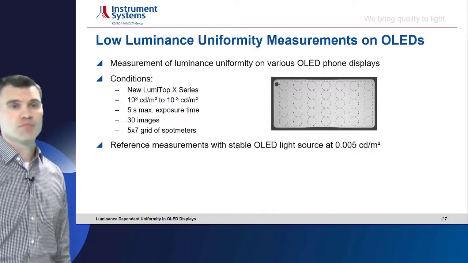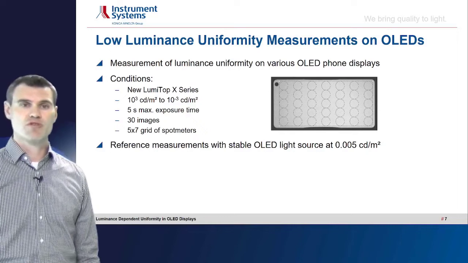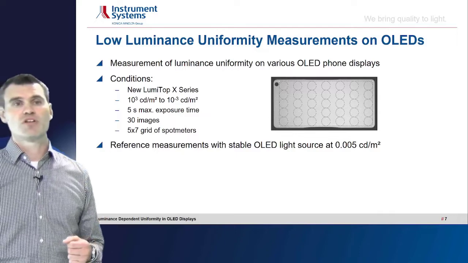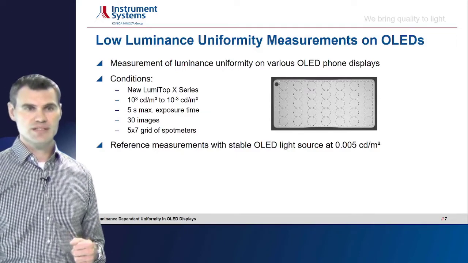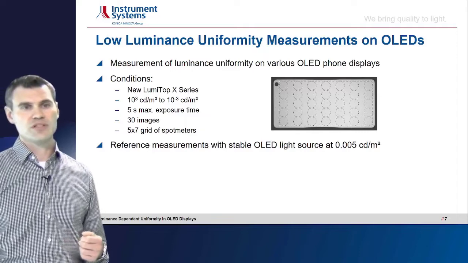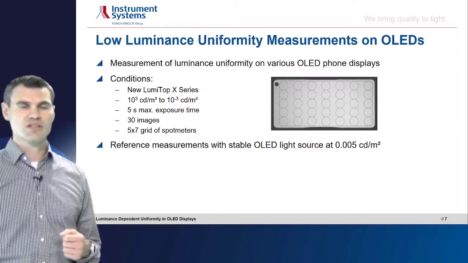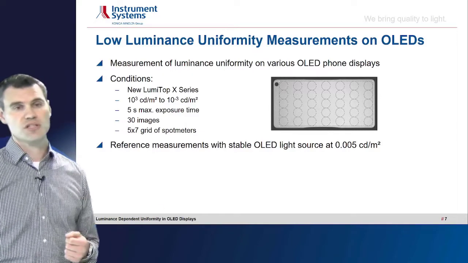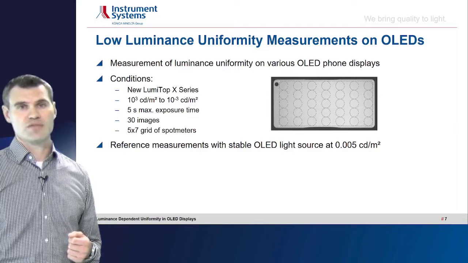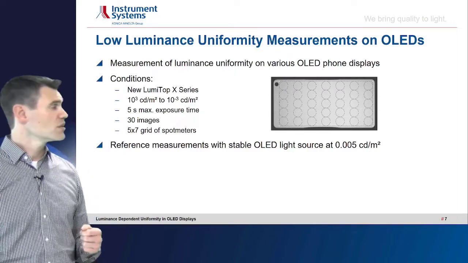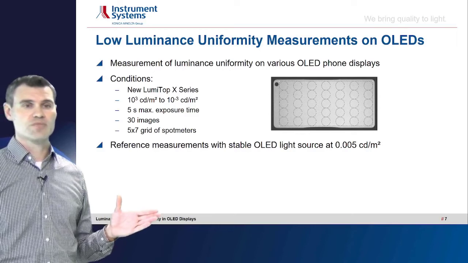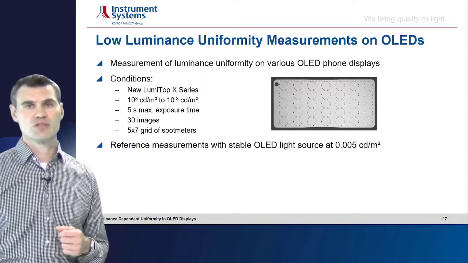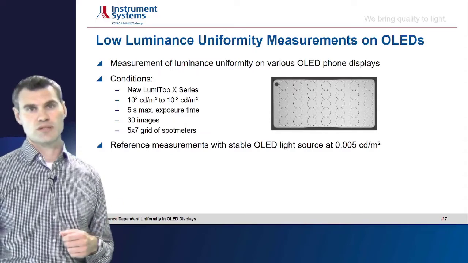Let's have a look at some low luminance measurements which we performed on different OLEDs. The measurements were performed with one of our newest LumiTop X series devices in the range of 10^3 down to 10^-3 candela per square meter. The maximum exposure time was 5 seconds, and there were 30 images acquired, each with a 5x7 grid of spot meters. Additionally, we also did some reference measurements with a stable OLED light source at around 5 millicandela per square meter in order to determine the instrumental precision.